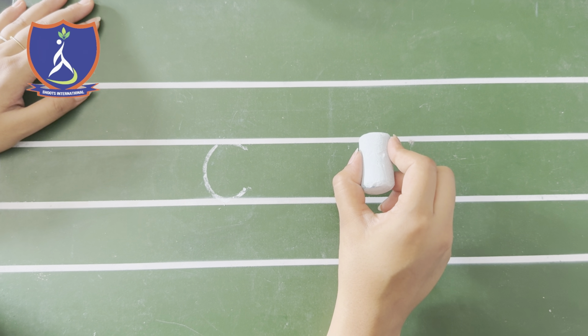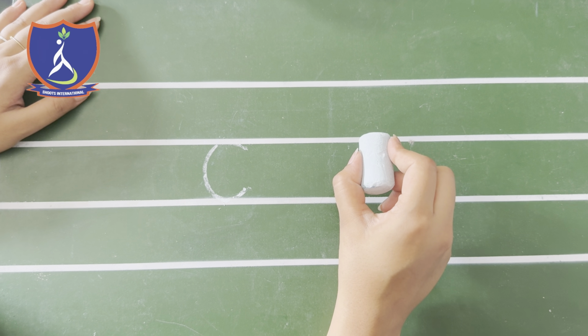D as in doll. D as in dot. Now for D, you will make a curve, then go up, up, up, up, up, touch the skyline, come down, down, down, and around. This is the letter D.